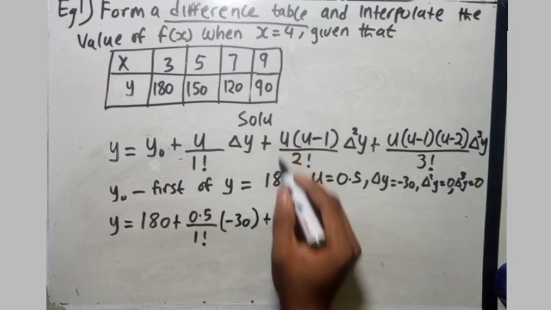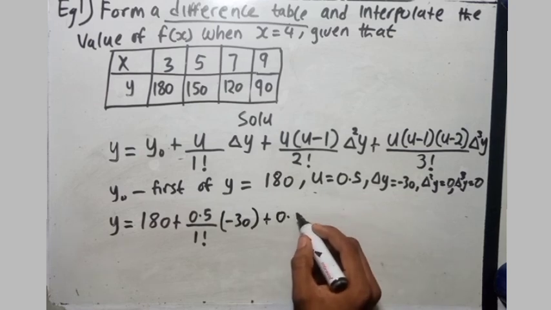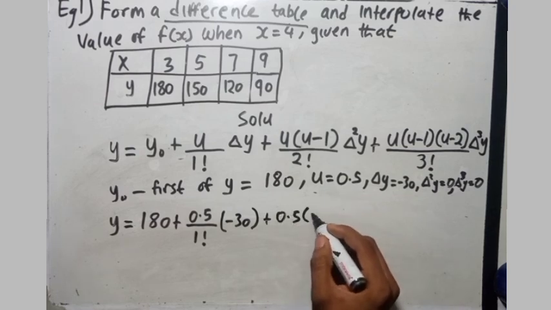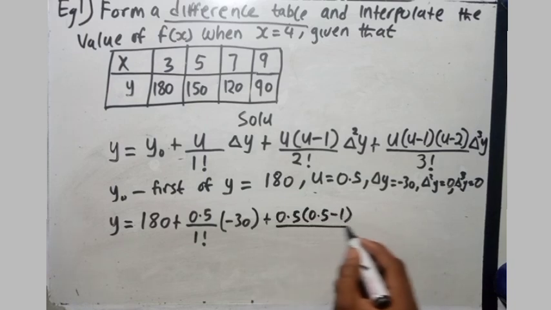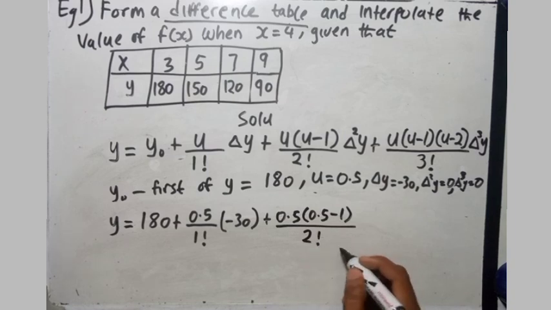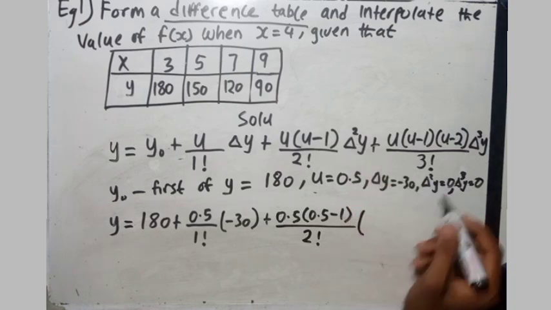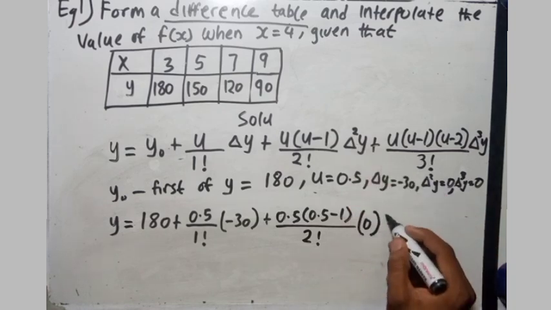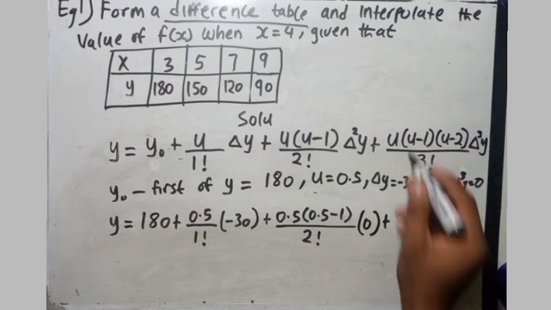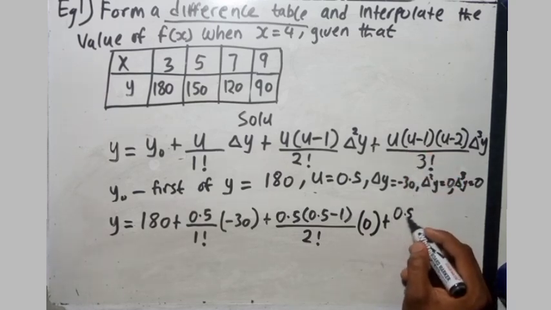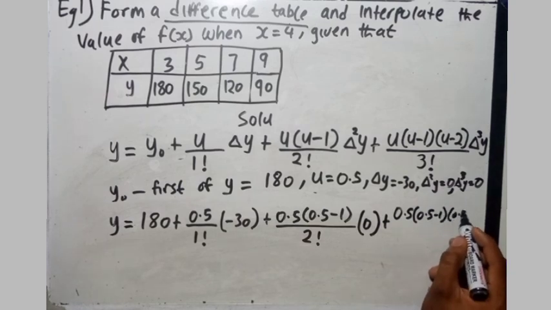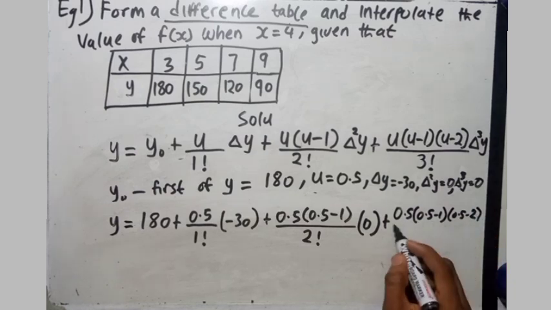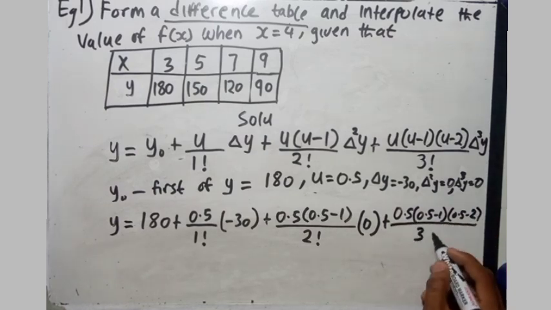plus our u being 0.5 multiplied by 0.5 minus 1, divided by 2 factorial, then multiplied by our second change in y, which is 0. Definitely everything here will give us 0. The next one, 0.5 multiplied by 0.5 minus 1, then multiplied by 0.5 minus 2, over 3 factorial.